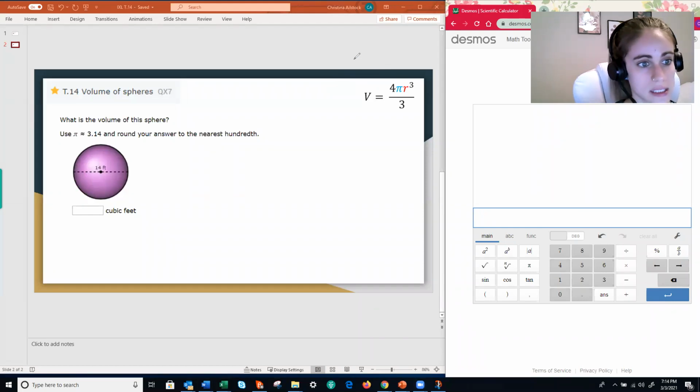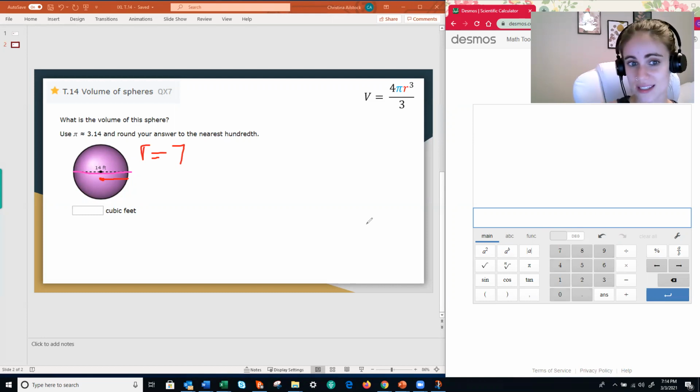They have given us the diameter because the diameter goes all the way across from one edge to the next. But what we want is the radius, so from the center to just one edge. Well, if the diameter is 14 and the radius is half of that, what's the radius? 14 divided by 2 is 7. Our radius is 7.